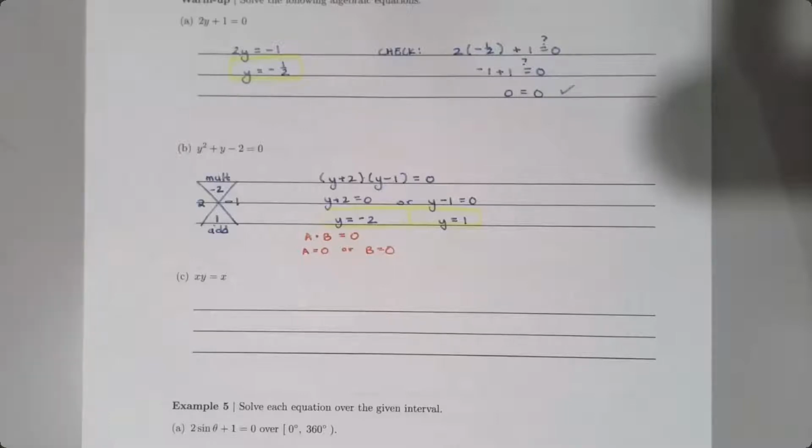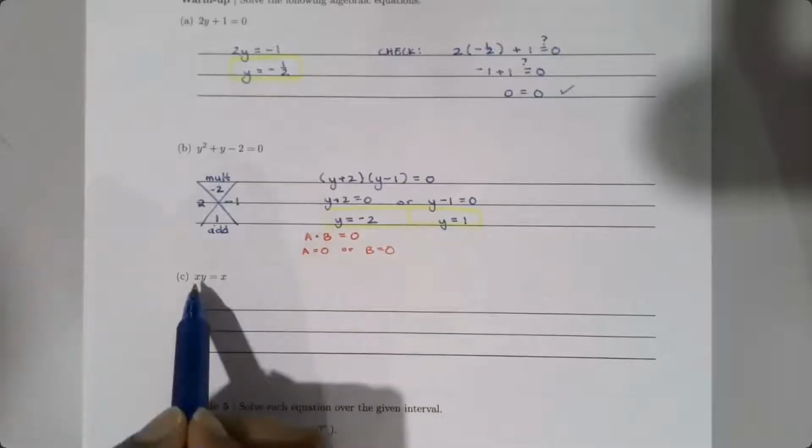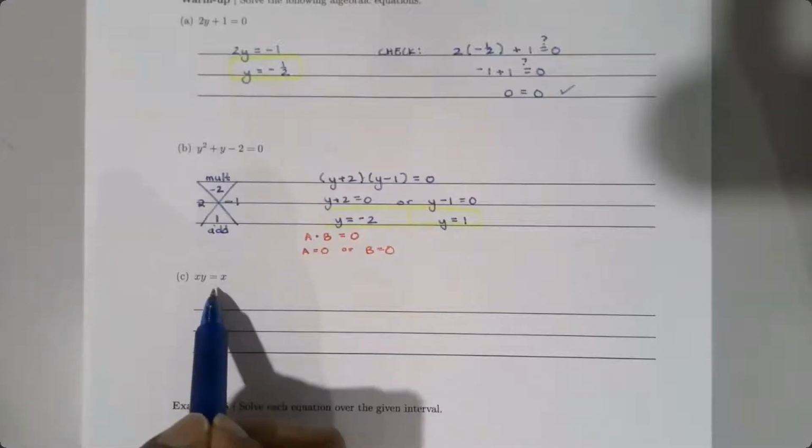There's this part C that has x times y is equal to x. And I'll start off by telling you what not to do. Be careful that you don't see x on both sides and you think, oh, well, I can divide both sides by x. Because we don't know if x might be 0. And if x is 0, dividing by 0 is not allowed.